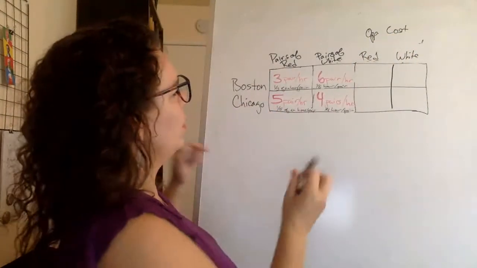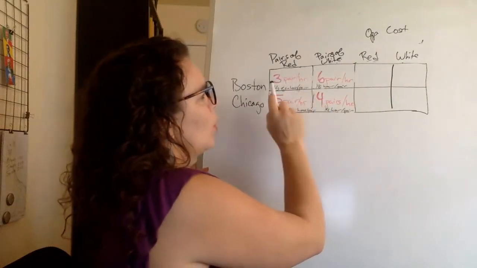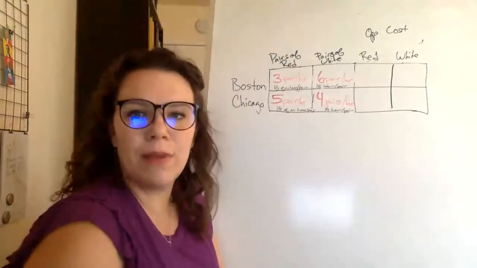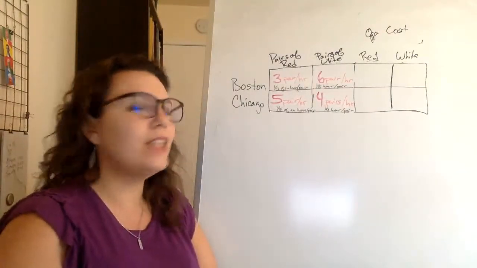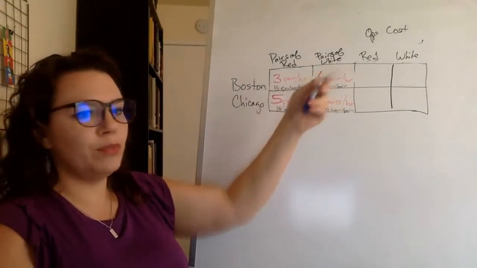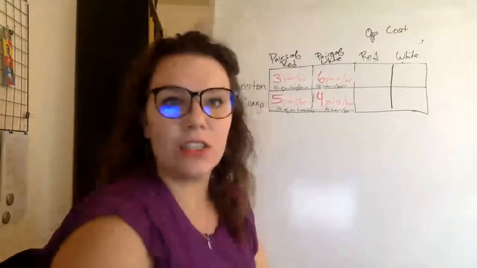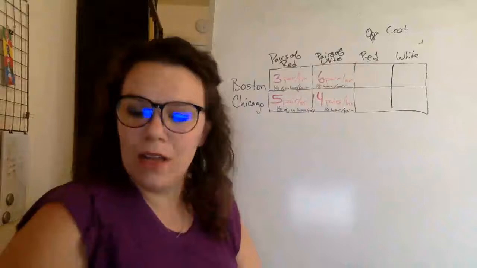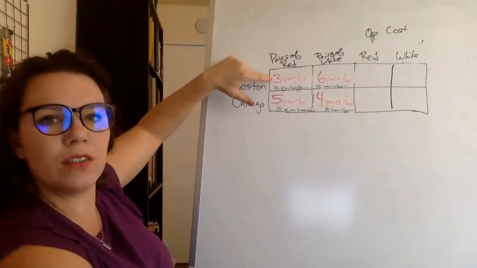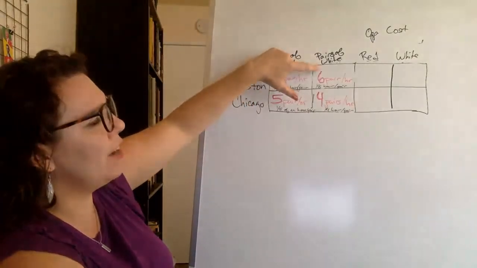In an hour, Boston can produce 6 pairs of White Sox or 3 pairs of Red Sox. So that means that they can produce twice as many White Sox as they can Red Sox. So in the time it takes to produce a pair of White Sox, they could produce half of a pair of Red Sox. Or if it's easier, and this is why I put both of them in here, think about it the other way. If it takes an hour to produce 3 pairs of Red Sox, how many pairs of White Sox do you have to give up?